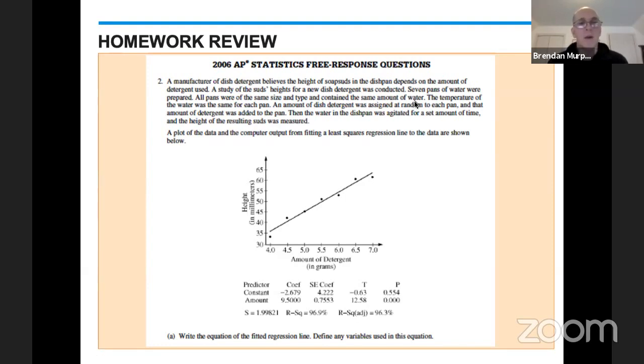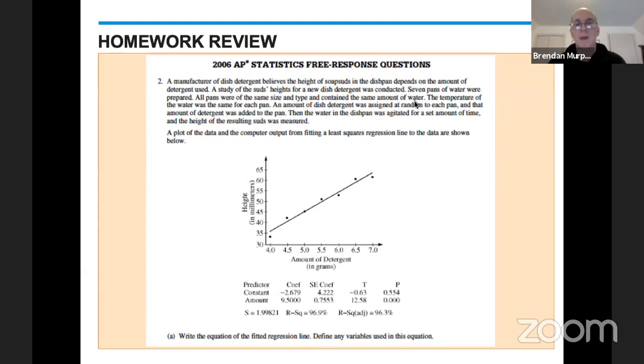The temperature of the water was the same for each pan. Again, we're just setting the stage. An amount of dish detergent was assigned at random to each pan, and that amount of detergent was added to the pan. So there's my randomness. I want to look for that in almost every problem. That's sort of a good thing. And it feels like perhaps we put different amounts of detergent in the pan.